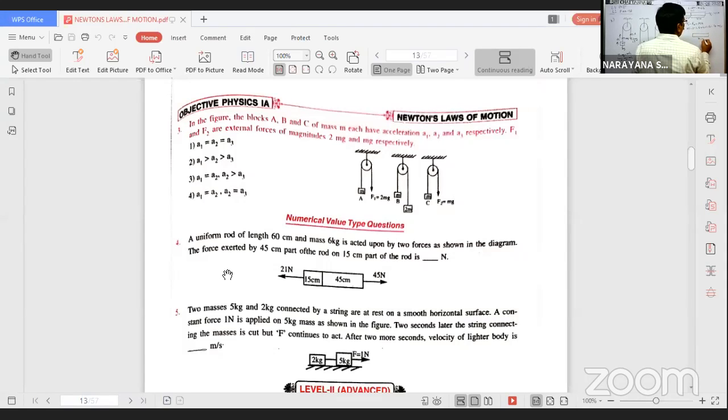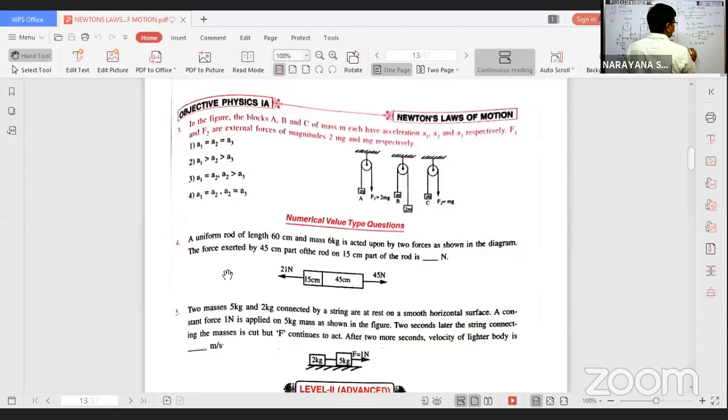This length is equal to 45 centimeter. Here force F1 is applied in this direction, and tension T in this direction. As the entire rod moves with acceleration A towards the right, definitely every part of the rod also travels with the same acceleration towards the right. So net force is equal to F1 minus T, which is equal to the mass of this part, say m dash, into acceleration A.